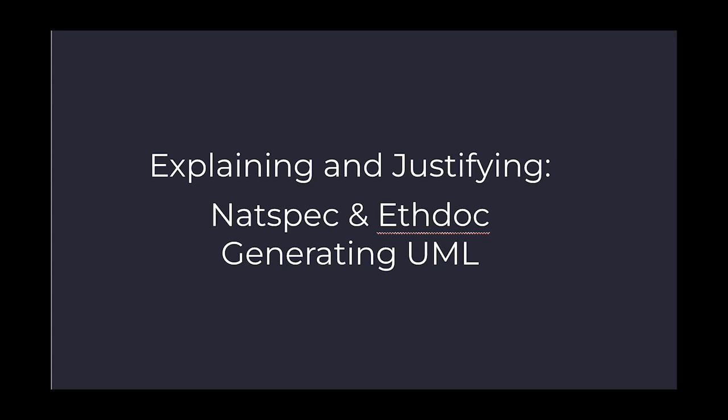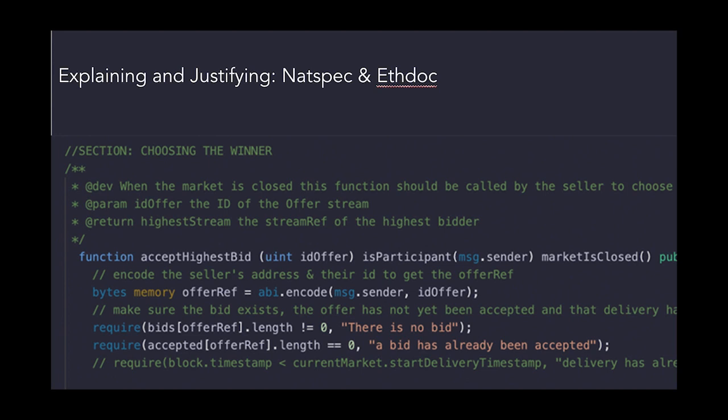When working in teams, you're also going to need to be able to explain and justify your code. So you should be commenting your code with NatSpec. And with NatSpec, you can use ethdoc, so you can generate documentation. And you can also generate UML diagrams in Remix. Here's some code with some NatSpec comments in it. NatSpec comments get compiled with your code and get saved in the artifacts folder.